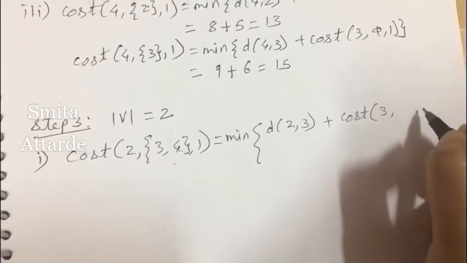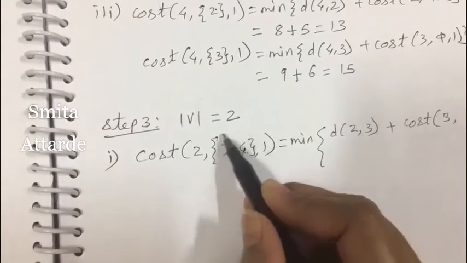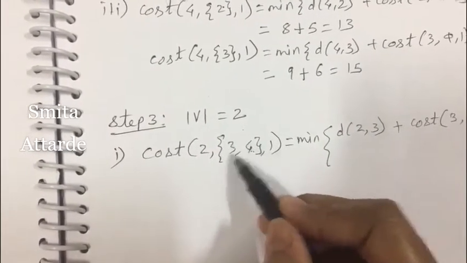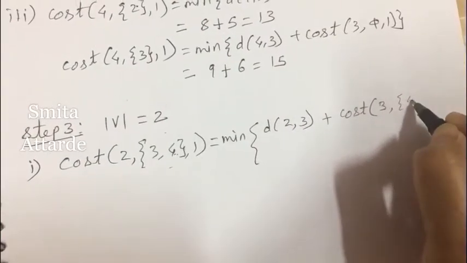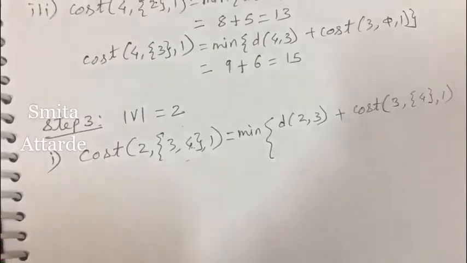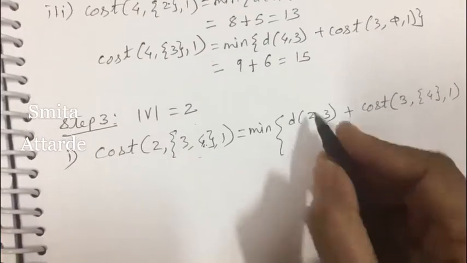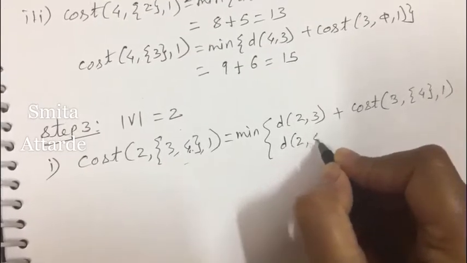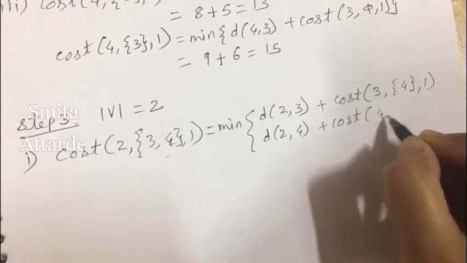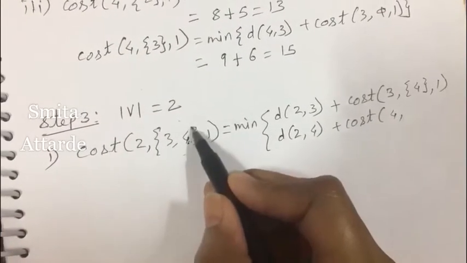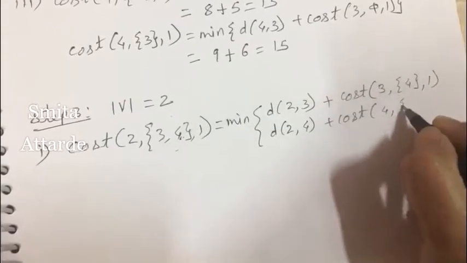What is here? V minus j. This is our V. j is 3. So from this entire set subtract 3. So you get remaining vertex is 4. So here I'll write 4 and 1 as it is. Similarly, now I'll consider j as 4. The second case, i is 2, j is 4 plus cost of j is 4, and this is our set. So subtract j from it. j is 4, so remaining vertex is 3.